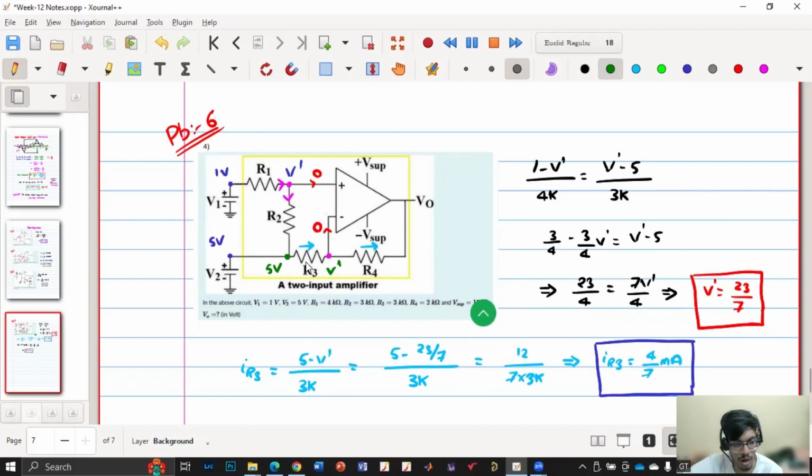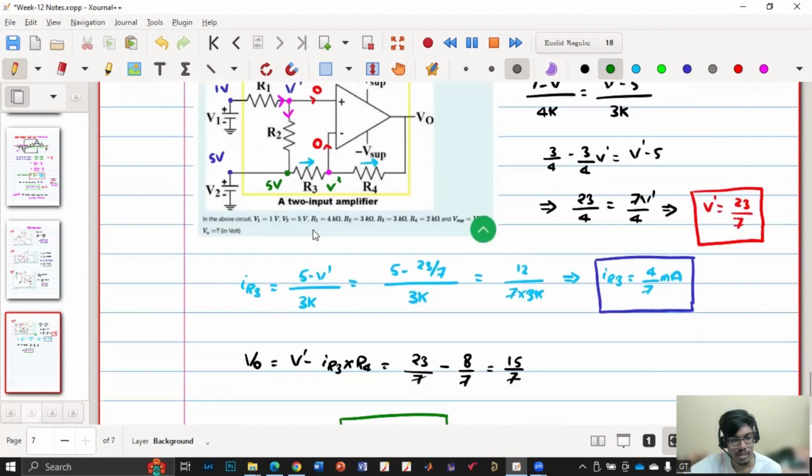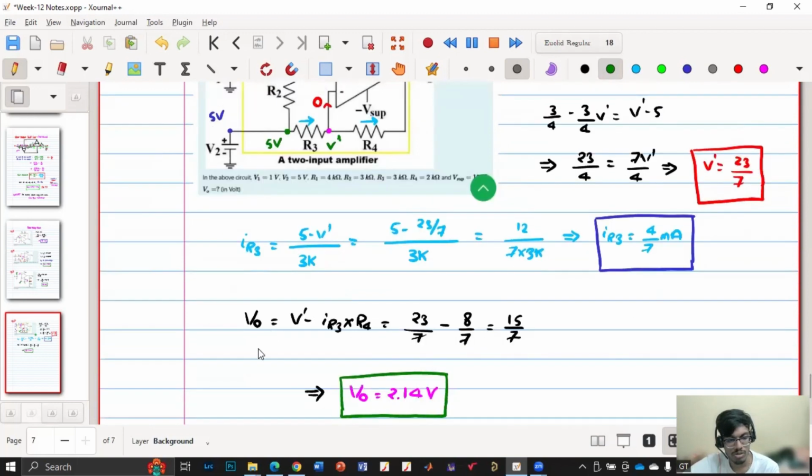Also, I know the current through R3 is the same as the current through R4. So first I have calculated the current through R3, which is the same current that is flowing through R4. So if you apply KVL between these two terminals, I'll get V dash minus IR3 into R4 equal to V naught. So from there, I'll get V naught.